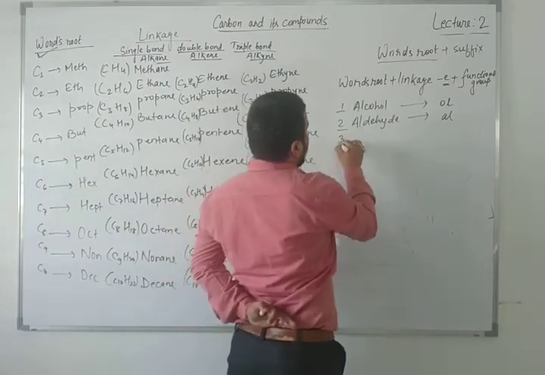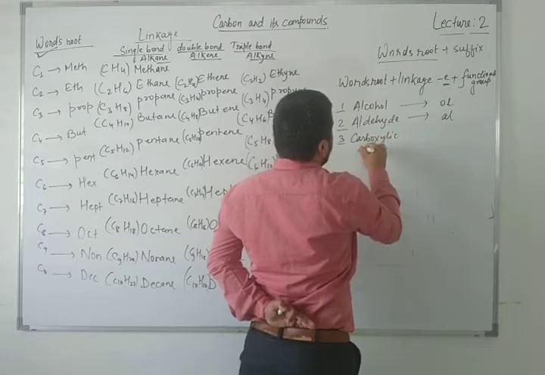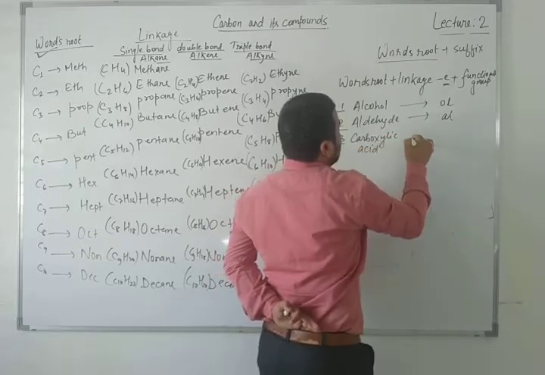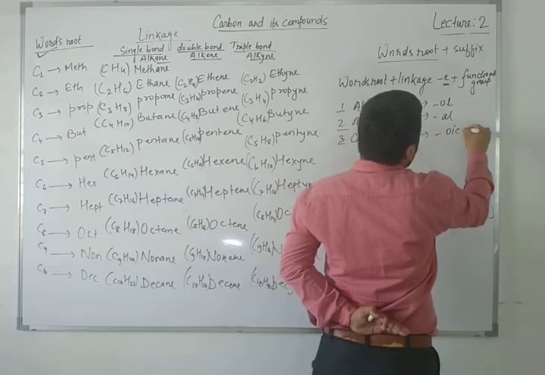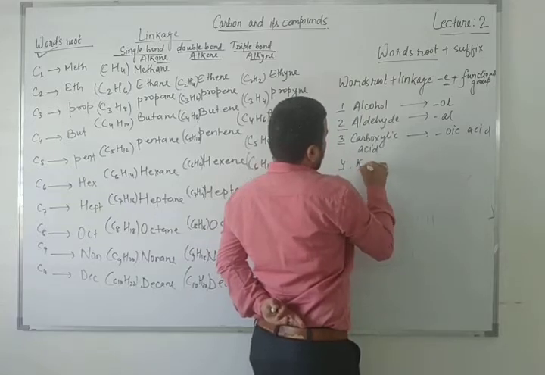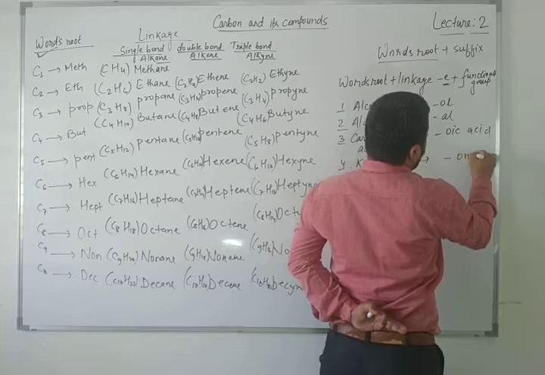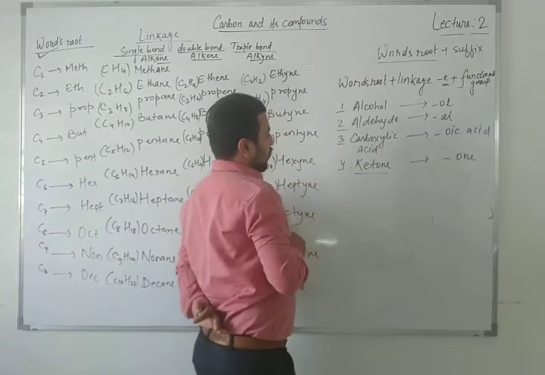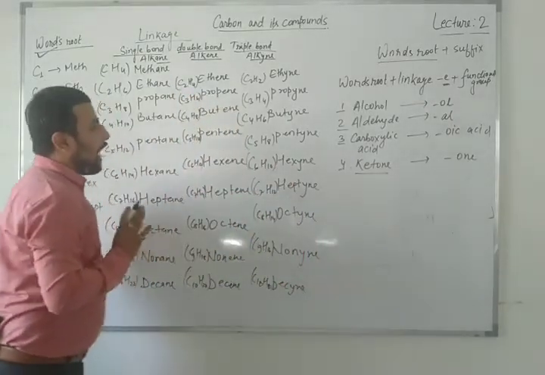If I am adding carboxylic acid, what do I have to add? Oic acid. You have to add this at the end. If I am adding ketone, then at the end I have to add ONE. So these four you have to write first of all.